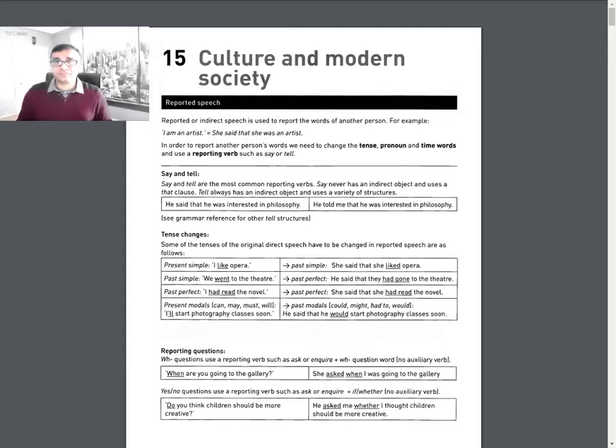Now, let's take a look at the grammar forms. All the time in business, we are using reported speech and reported verbs. Let's take a look here. I am an artist. She said that she was an artist. Okay, all the time. Reported speech, or reported verbs, or reported sessions.